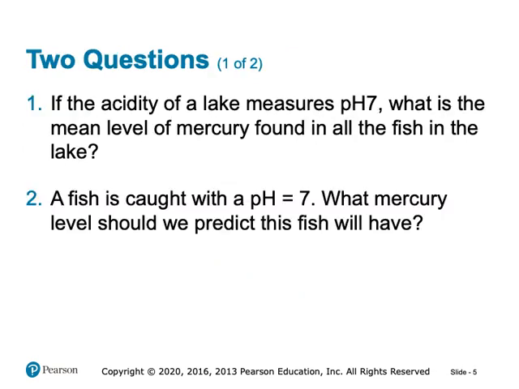Now that we've introduced the concept of using a regression line to make predictions, let's delve deeper into the kinds of questions we can answer with this approach. On this slide, we see two specific questions that we might ask based on our regression analysis of mercury levels in fish. First question: if the acidity of a lake measures pH 7, what is the mean level of mercury found in all the fish in the lake?